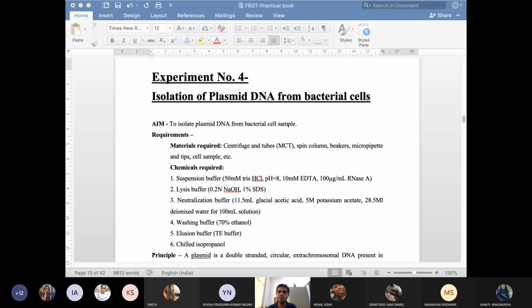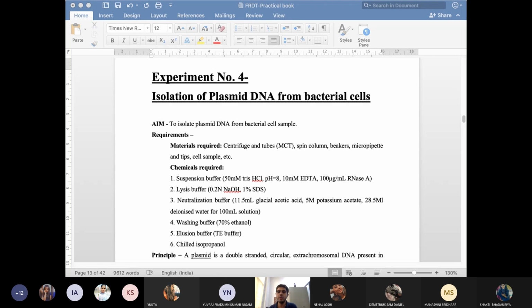So this is the principle of plasmid DNA extraction by the method we call the alkaline lysis method. Under alkaline conditions, your double-stranded DNA forms single-stranded DNA. When you neutralize, the plasmid DNA, being smaller in size, forms double-stranded DNA and remains soluble, whereas the larger chromosomal DNA forms a complex with the protein and precipitates out. This is the simple principle of plasmid DNA extraction.